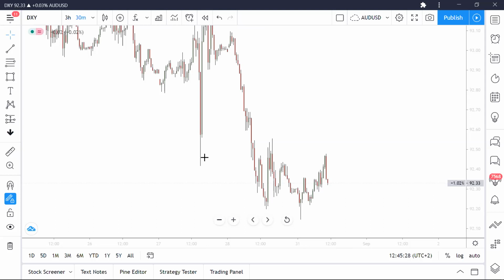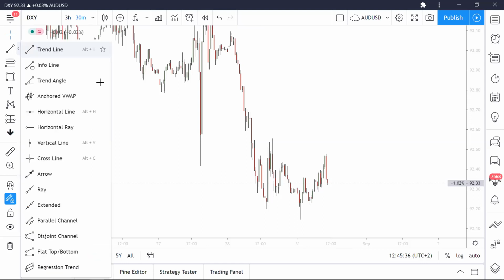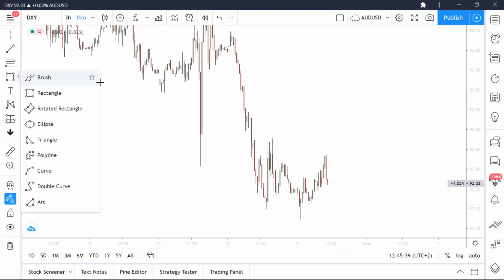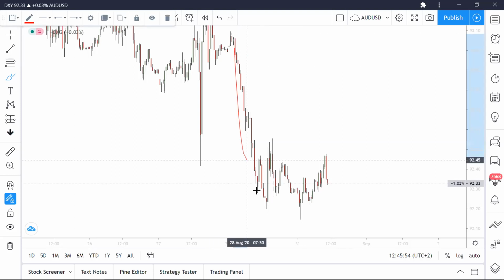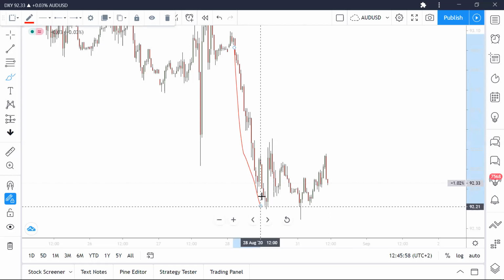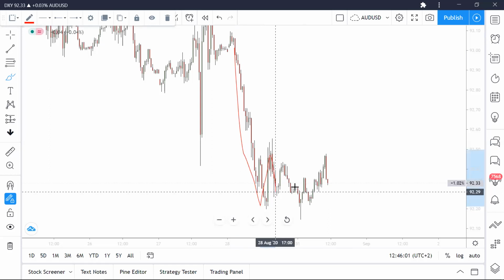Right now, what we can see here on the DXY, we had this huge momentum to the downside. I'll just try to draw this in so you guys can see exactly what I'm talking about, right? What we can see here on the DXY is that from this point here, you had this impulse move to the downside. Then you had a bit of a slowdown in momentum here, right?